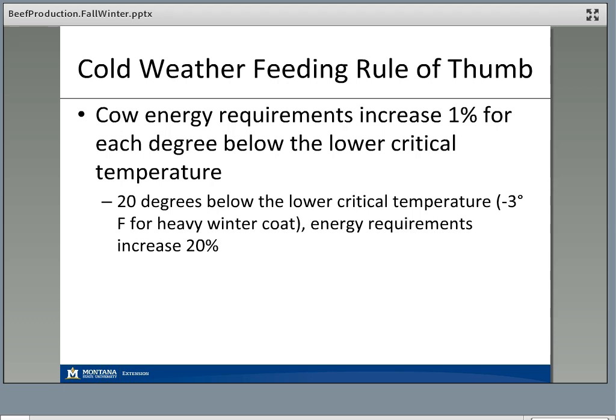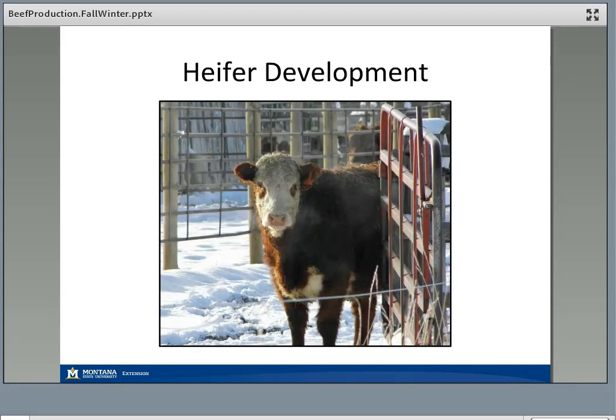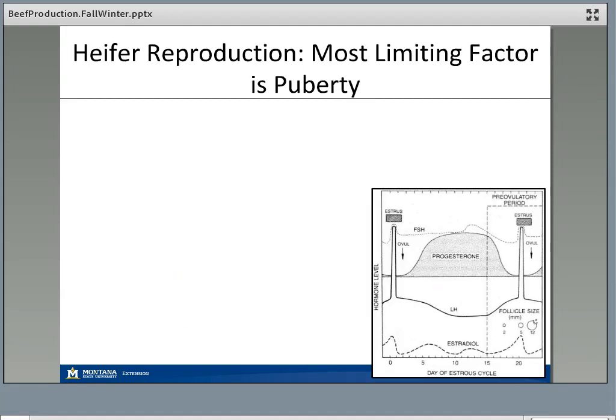We'll talk a bit here about heifer development. When we think about heifer reproduction, the most limiting factor is puberty. And so basically what we're trying to get to happen is this estrus cycle diagram here is going to show us all those different hormones interacting in such a way that the estrus cycle works. The cow's in standing heat. She ovulates a functional egg, and off we go, and she's ready to be bred.